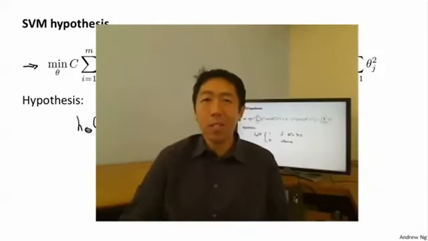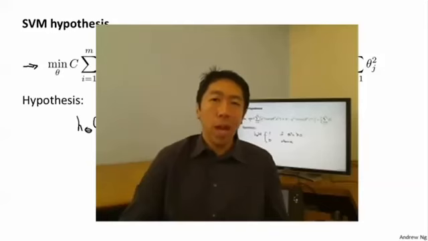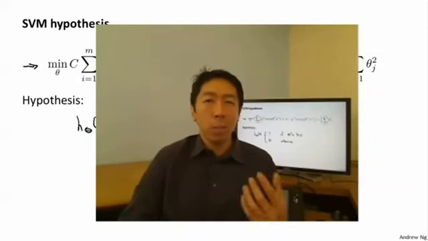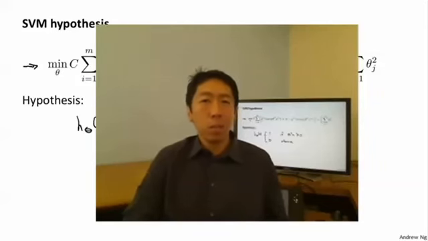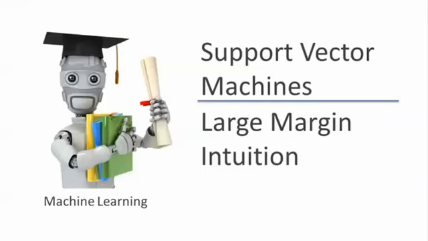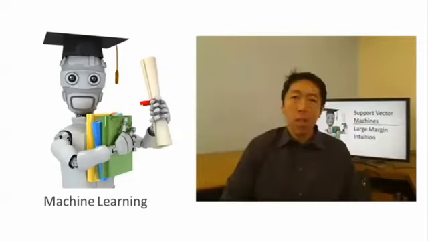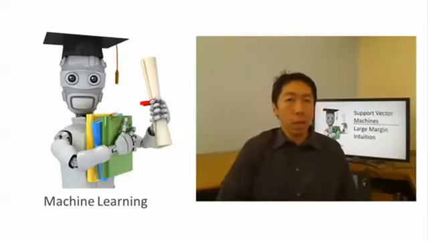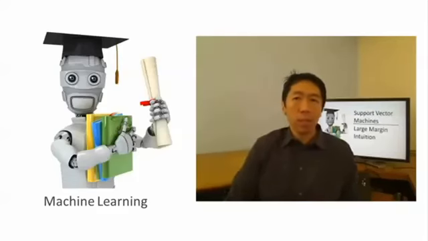In the next few videos, let's try to get better intuition about what this optimization objective leads to and what sorts of hypotheses an SVM will learn. We'll also talk about how to modify this just a little bit to learn complex non-linear functions. Sometimes people talk about support vector machines as large margin classifiers. In this video, I'd like to tell you what that means, and this will also give us a useful picture of what an SVM hypothesis may look like.